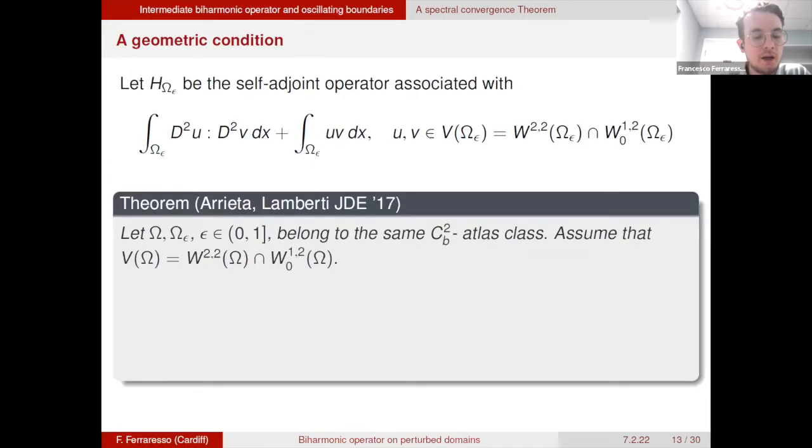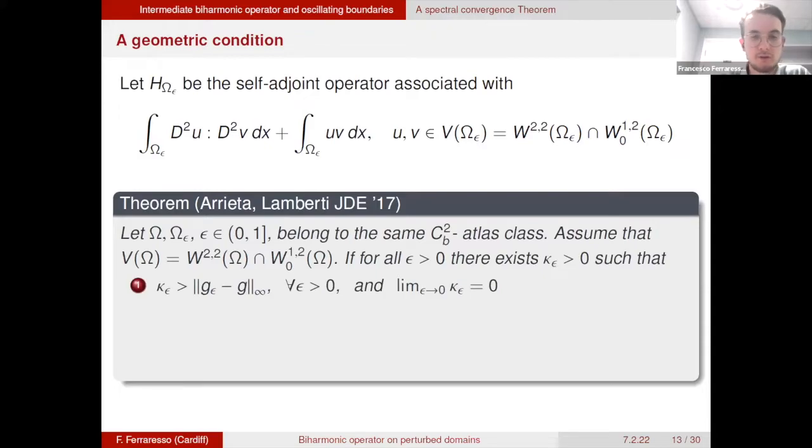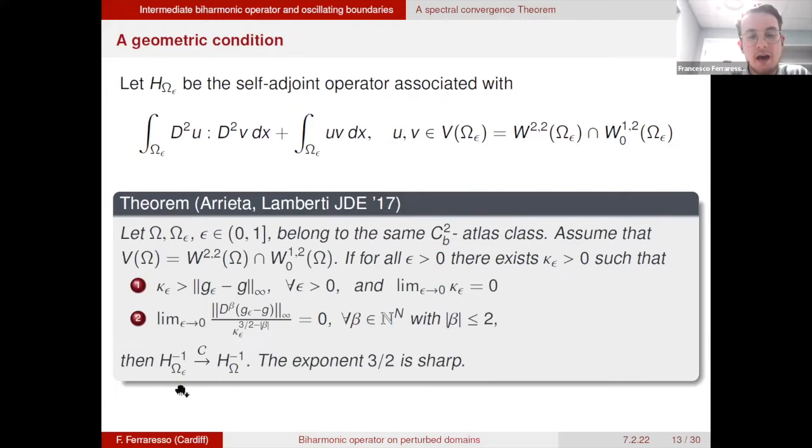And now Arrieta and Lamberti proved in JDE 2017 that if you have, again, the same energy space in the limit, so we are really considering a sequence of biharmonic operators with intermediate boundary conditions on this family that belong to the same Atlas class, and these two geometric conditions are satisfied, then you actually have spectral stability.